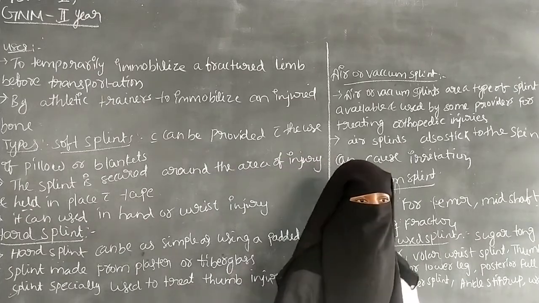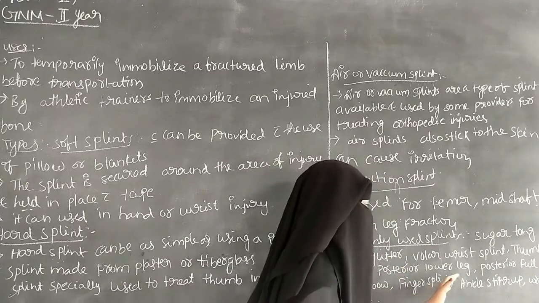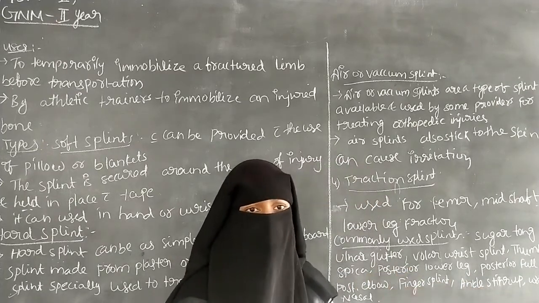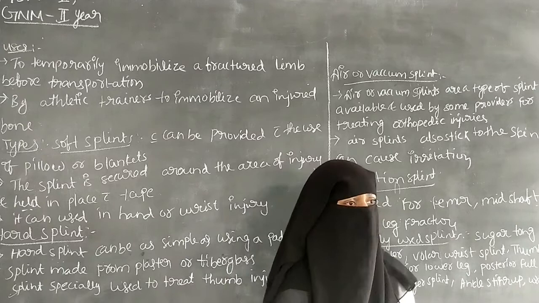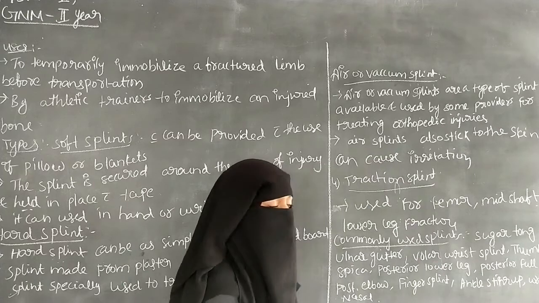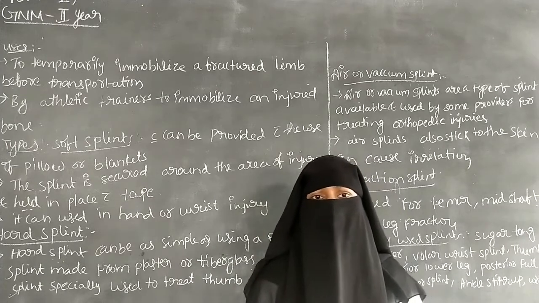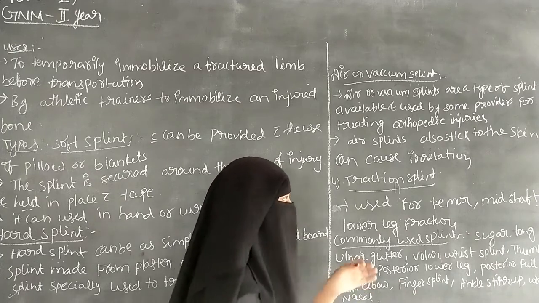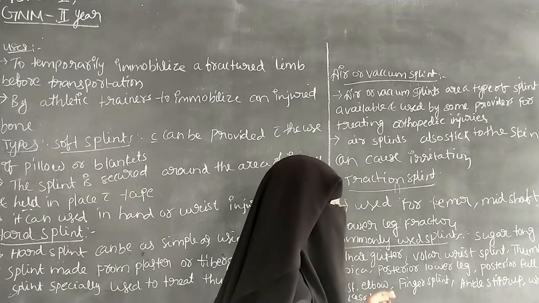Next one is the finger splint. If fractures occur in the fingers, the finger splint can be used. And the next one is the ankle stirrup. If a fracture has occurred in the ankle, we can use the ankle stirrup. And the next one is the wrist splint. If a fracture has occurred in the wrist area, we can use the wrist splint. And the next one is the nasal splint. If a fracture has occurred in the nasal region, the splint can be used on the nose to support it. So these are the commonly used splints.